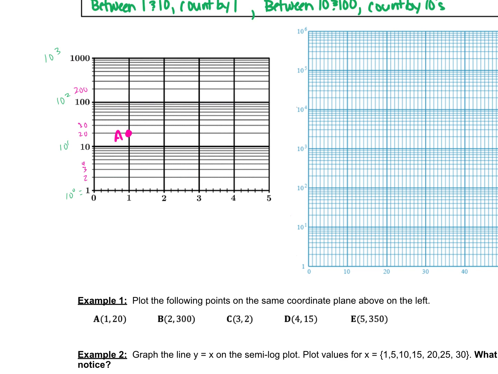Point B is going to be (2, 300). So I'm going to go right 2. I'm going to go up to 100. And then how many more lines do I need? 2 more to get to 300. Then we have the ordered pair (3, 2). So right 3. 2 is going to be my first little line up.